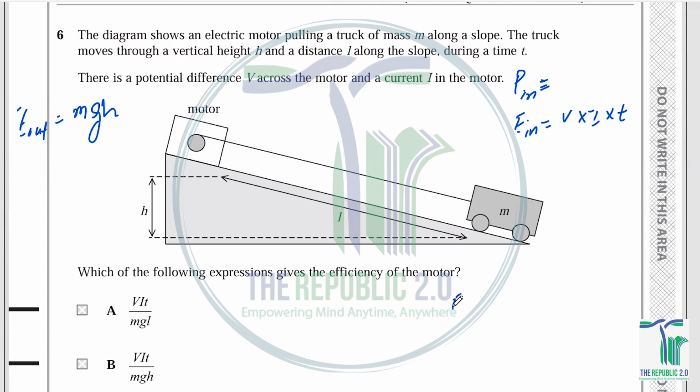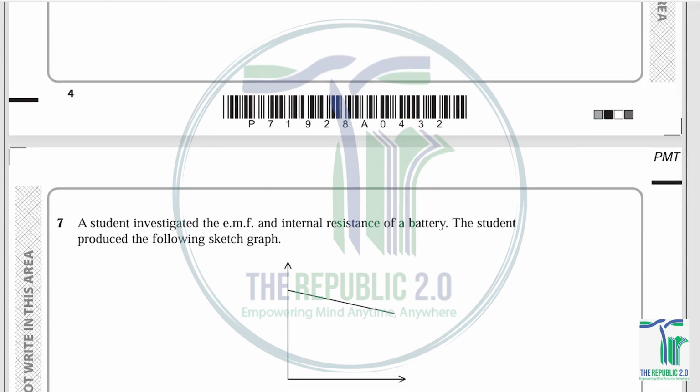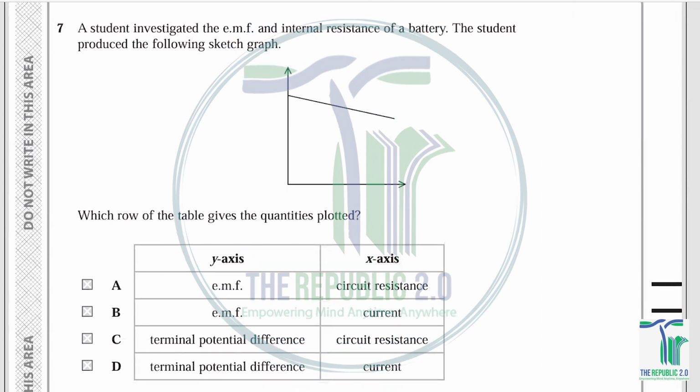So the efficiency is going to be output, mgh, divided by VIT. So that is why you have to go with the option number C. And now you have got this question number 7.